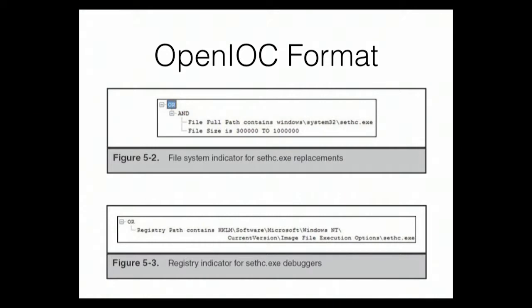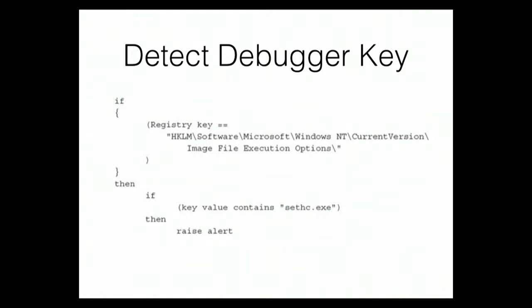The standard in the business is snort rules, but this is another way to do it, a language to write this stuff in. Anyway, if registry key equals this, and the key contains sethc, then raise the alert. That's the sort of pseudocode, looks sort of like C or Python, and the IOC format is just a way to express that in a way that they are hoping will become standard and adopted by more tools, but so far that has not really happened.